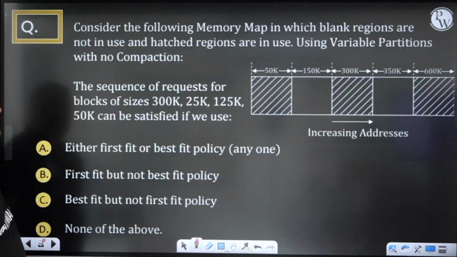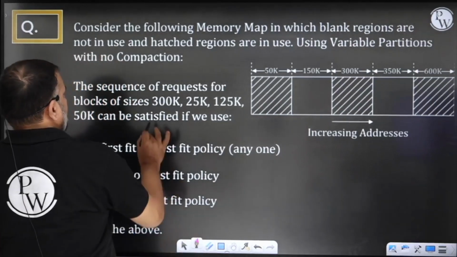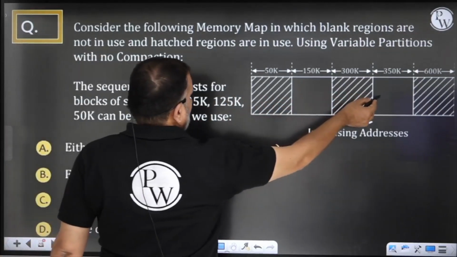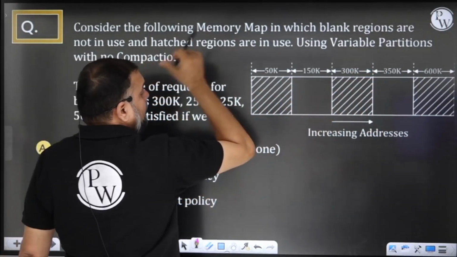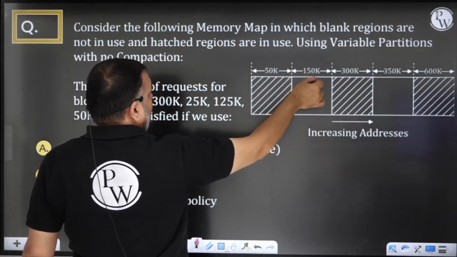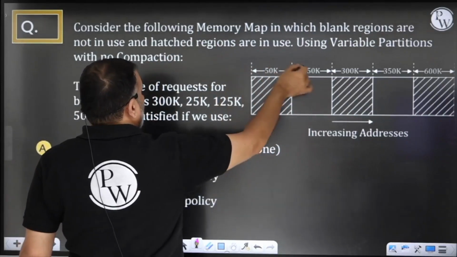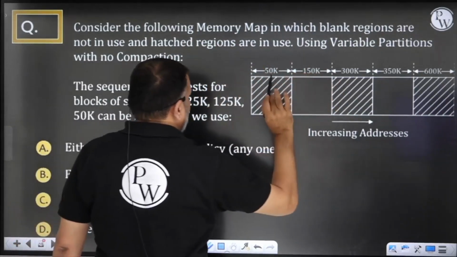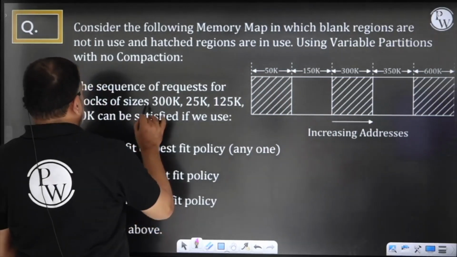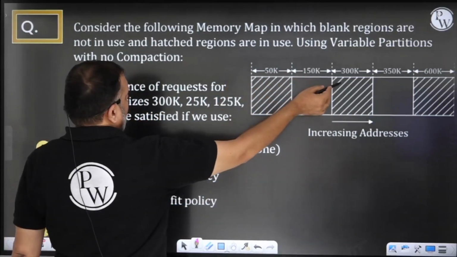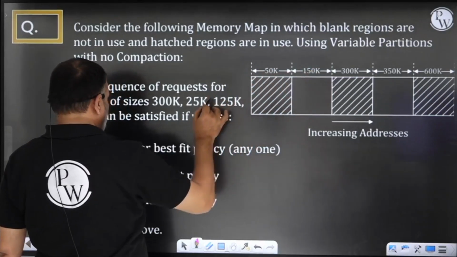Next question. Using first fit, 300K will naturally go into 350K, leaving a new free hole of size 50K. 25 using first fit will get accommodated in 150, leaving a new free hole of size 125K. So 125 and 125, 50 and 50. First fit, it is possible. Best fit: 300 will go into 350, leaving a free hole of 50K.